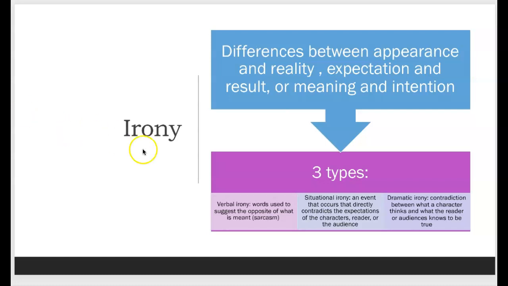Besides these common traditional elements, you also have specific techniques that the author uses, like irony, where we have the differences between appearance and reality, expectation and result, or meaning and intention. And there are 3 types of irony: verbal irony, where words are meant the opposite, kind of like sarcasm; situational irony, where an event occurs that directly contradicts, like for example a firehouse being set on fire. There's irony in that. And dramatic irony, which is where we have a contradiction between what a character thinks and what the reader or audience knows to be true.